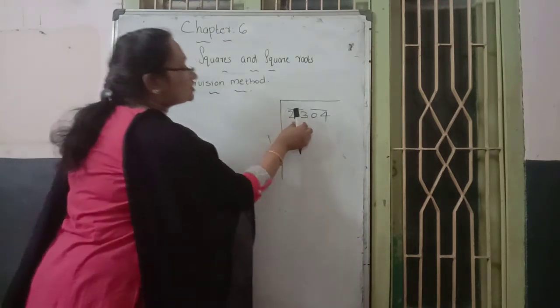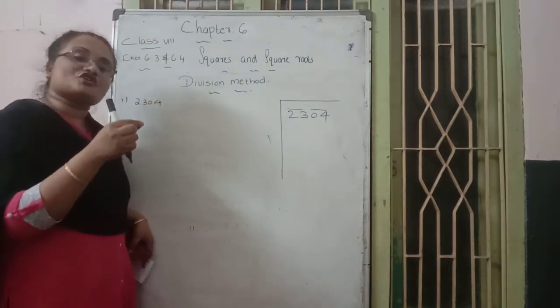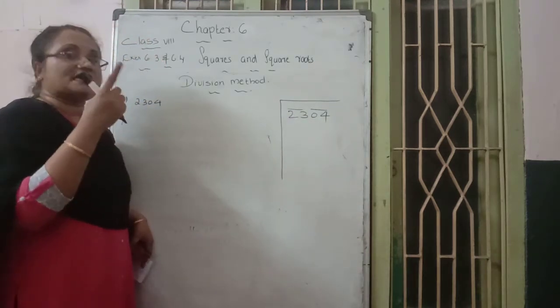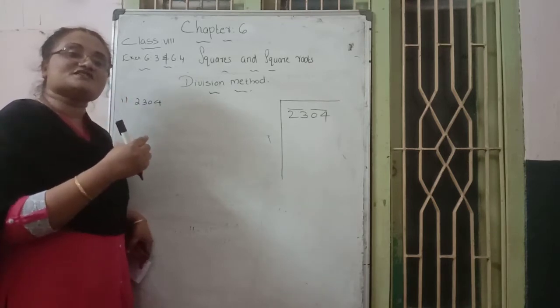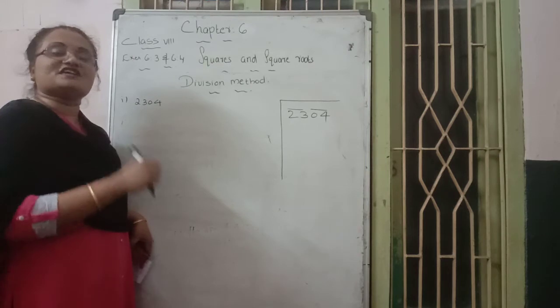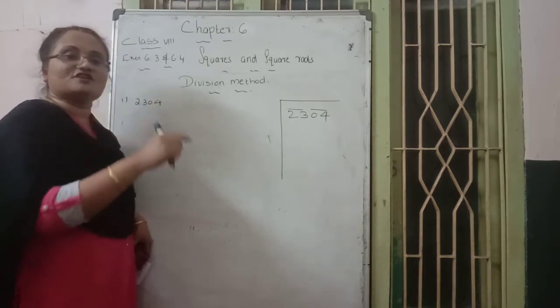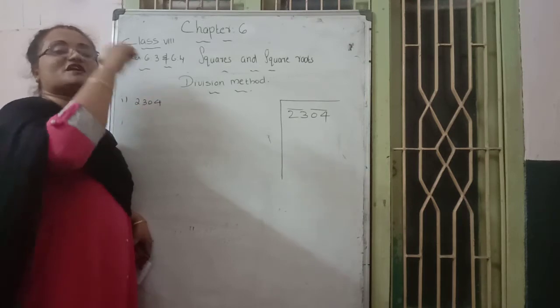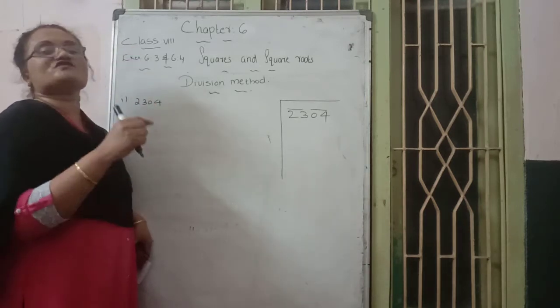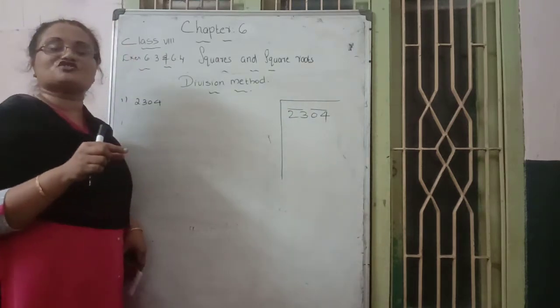Looking at the first 2 numbers, 23. Is 23 a perfect square? No. Earlier we learned a perfect square means multiplying the same number by itself gives a perfect square answer. 5 into 5 becomes 25. See, same number. 4 is multiplied with itself, 4 4s are 16, like this. So we understood that 23 is not a perfect square.